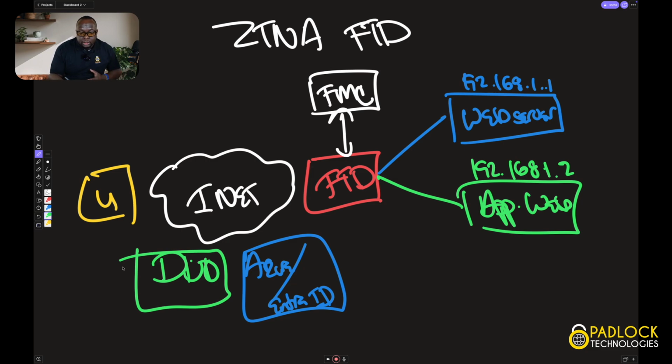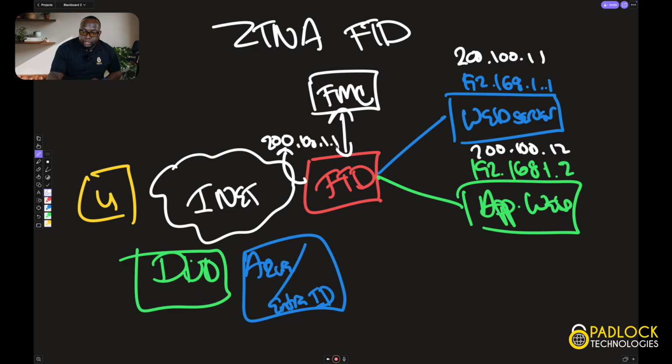So let's say we'll give it some public IP addresses here. Let's say this was 200.100.11. This is 200.100.12. And then we have this outside interface here that we're going to say is, no, actually 200.100.11. Sorry about that. You don't actually need public IPs for this. I got that confused with something else.